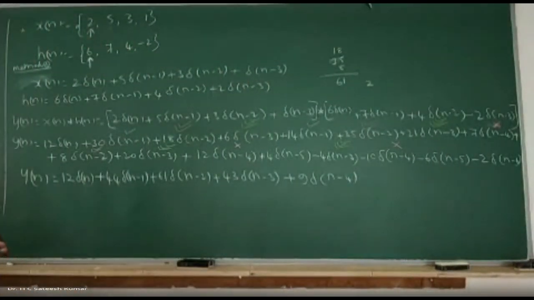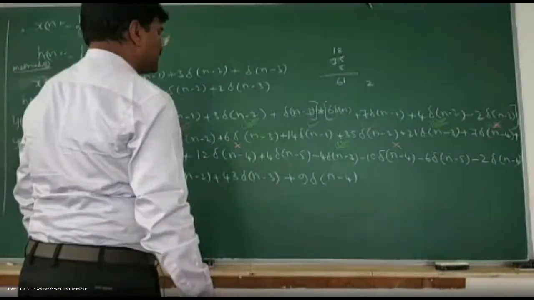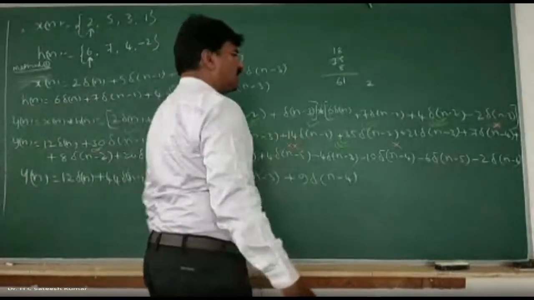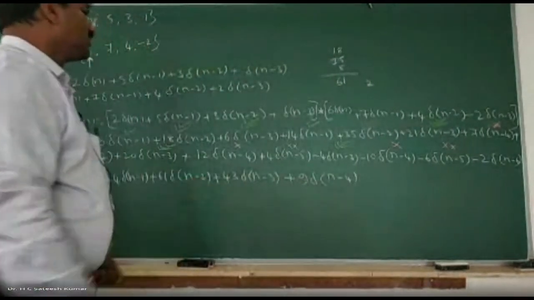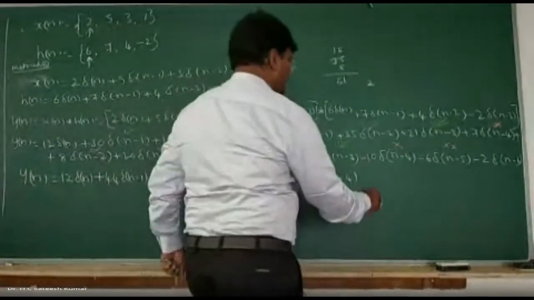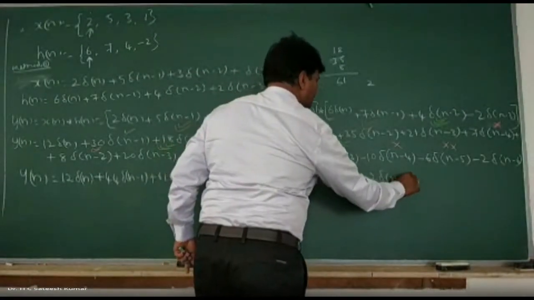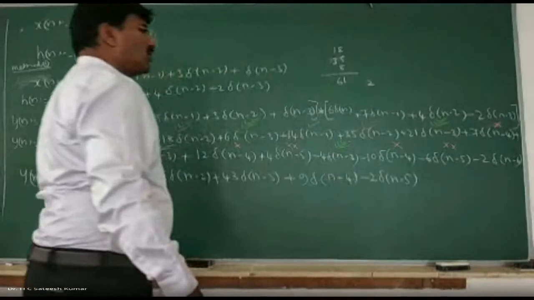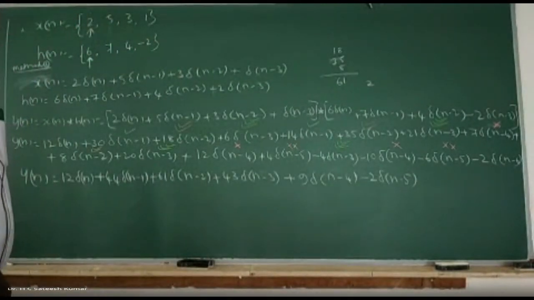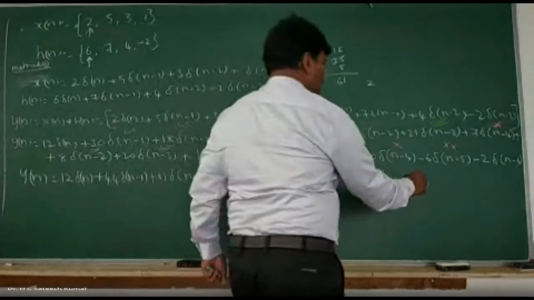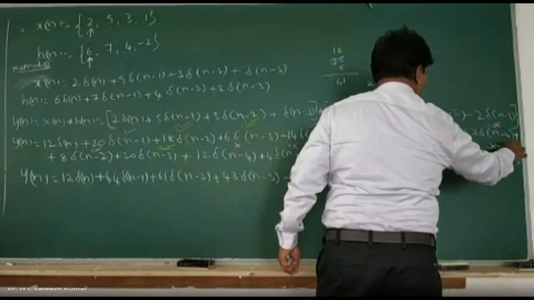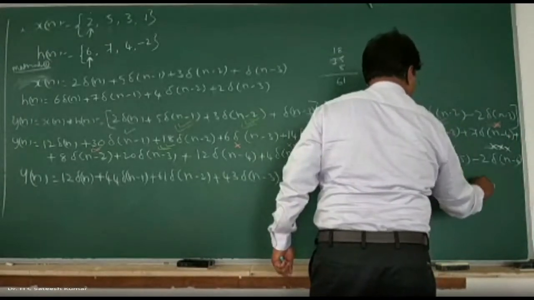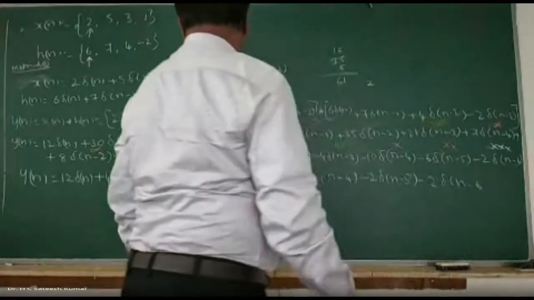Next. How many delta of n minus 5s are there? Here, 2 delta of n minus 5s are there. So how much it will be? 4 minus 6 is minus 2. Minus 2 delta of n minus 5. Okay, right. Next. How many delta of n minus 6 are there? Only 1 is there. Minus 2 delta of n minus 6. That's it.